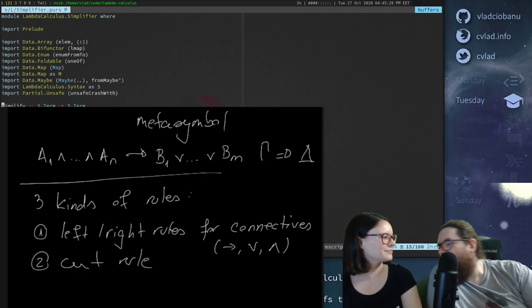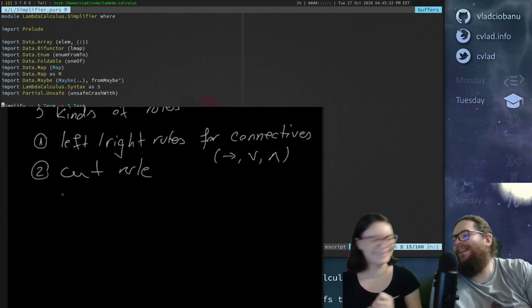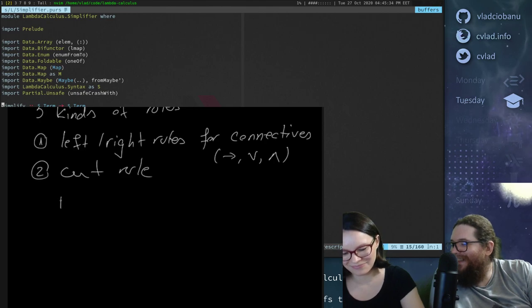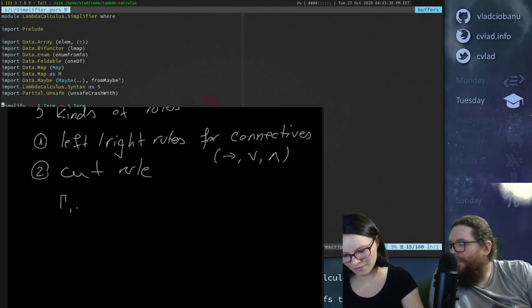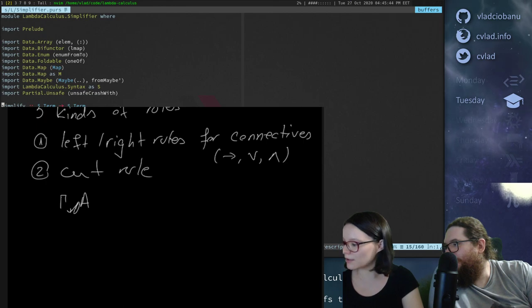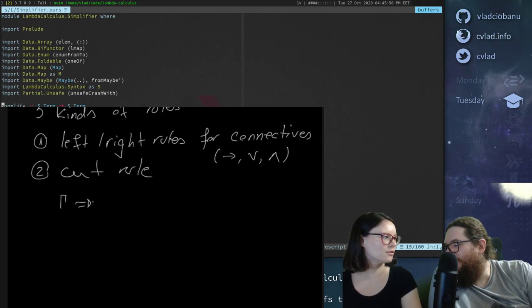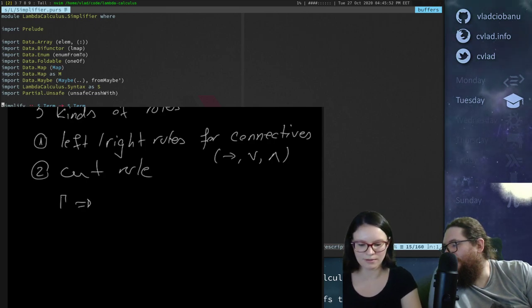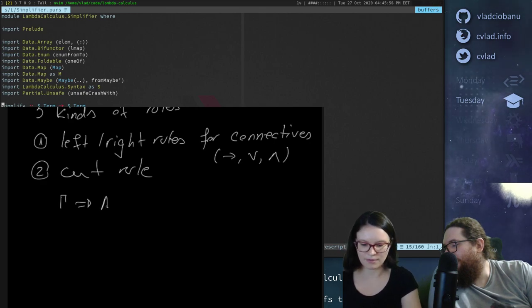Aren't you going to tell us what the third kind of rule is? No. Let's stay with the cut rule. Okay, we have something like this. Oh no, wait, I'm always confusing it.